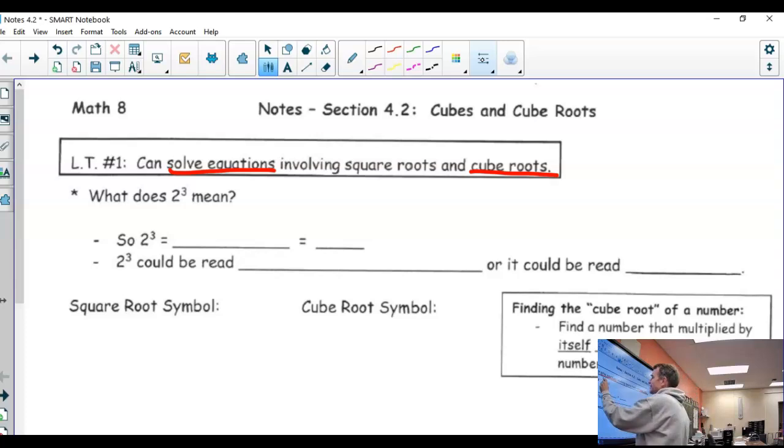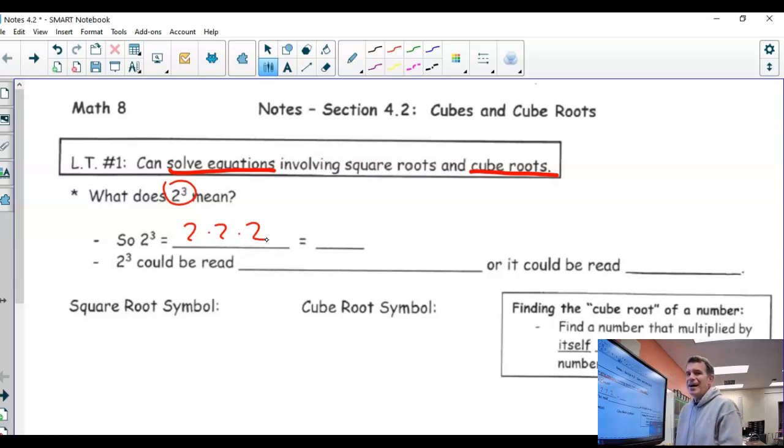So what does this thing mean right here? This 2 with a little 3 above it, what does that mean? Well, I think we know what it means, right? We know that the little 3 means to multiply the 2 times itself 3 times. So that would be 2 times 2 times 2, which is 8. A lot of people mess that up and say 6, but not you.